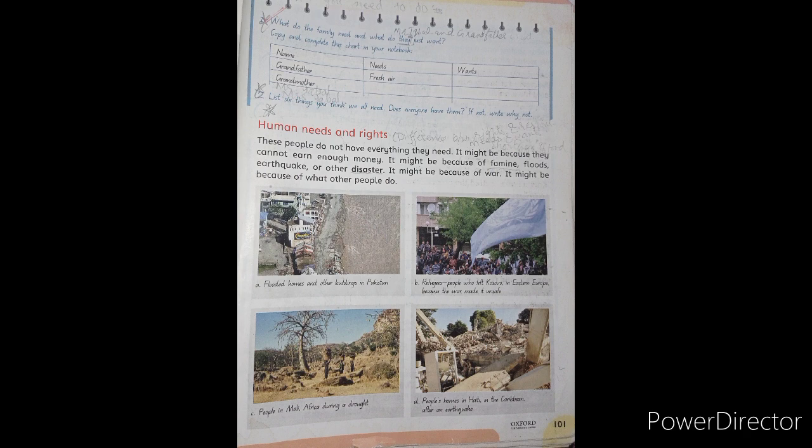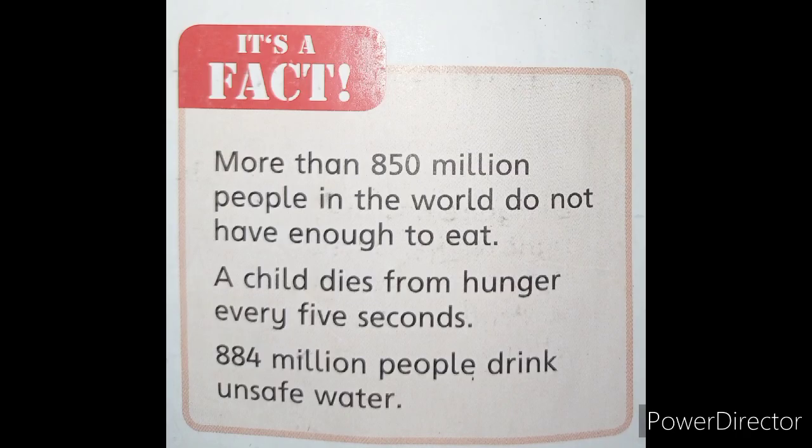Let's read the facts. More than 850 million people in the world do not have enough water. More than 850 million people in the world do not have enough to eat. A child dies from hunger every 5 seconds. 884 million people drink unsafe water. How sad is that?